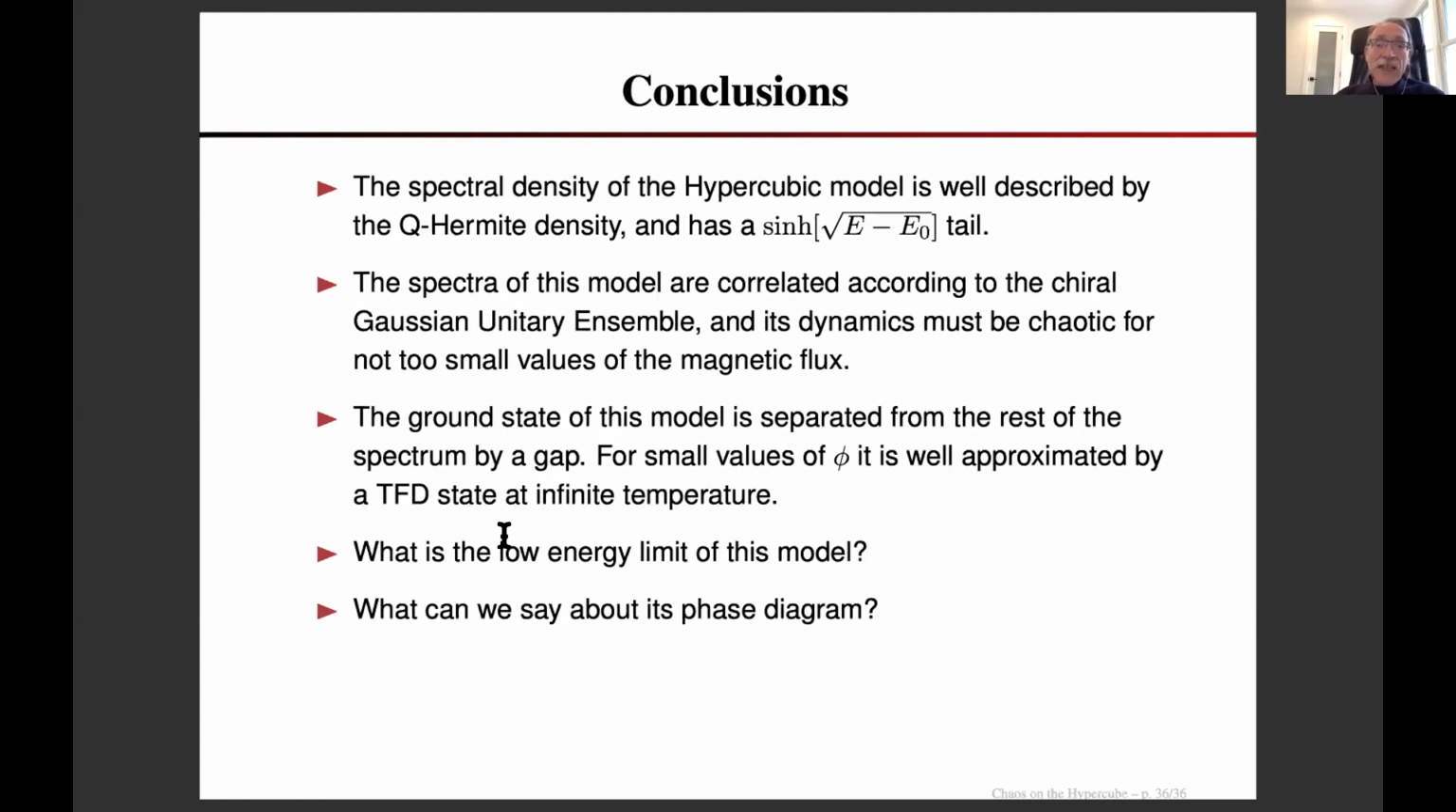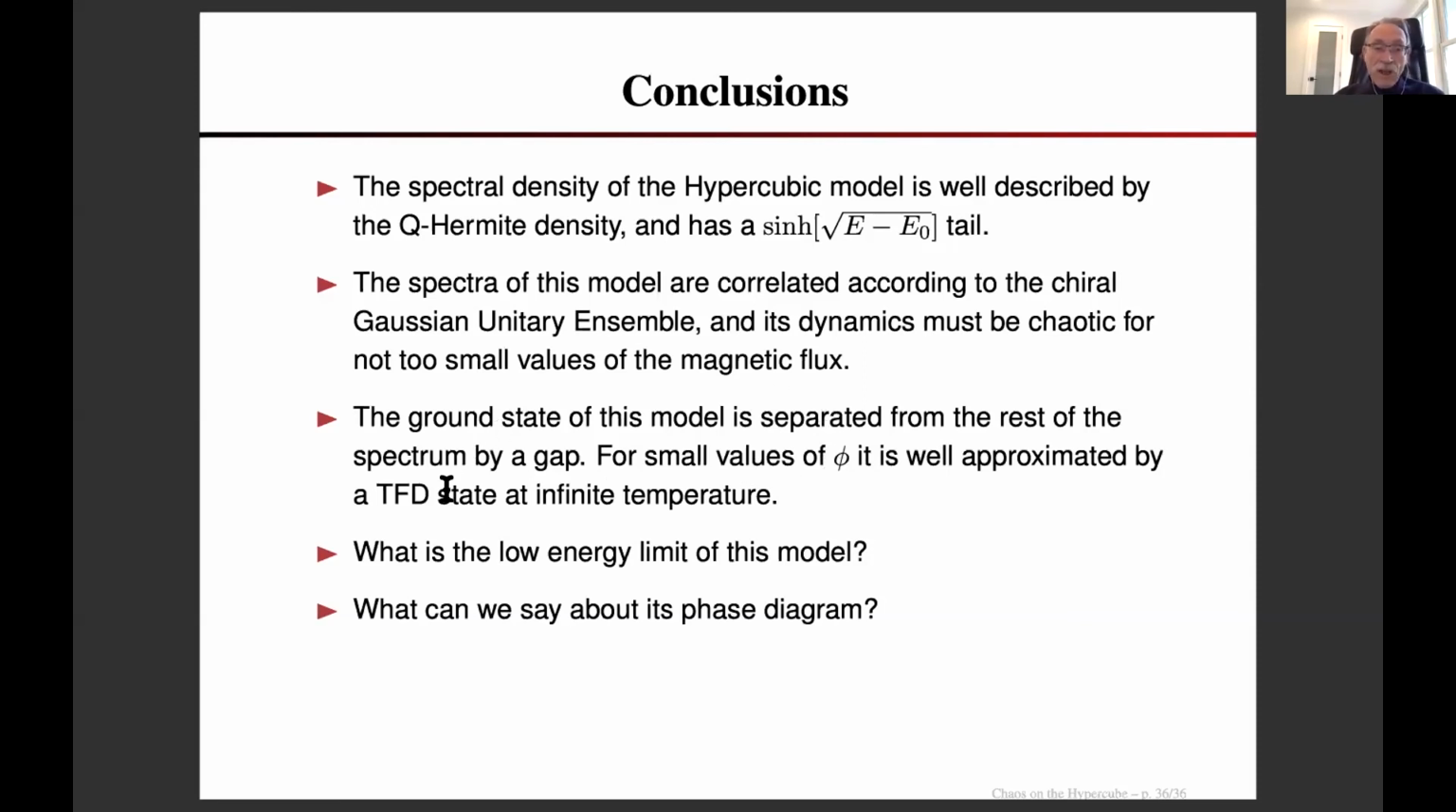We have seen that the ground state is separated from the rest of the spectrum by a gap. This has important implications for the phase diagram of the theory. We haven't looked at that, but Parisi did many years ago. He looked at it numerically, but I'm sure we can make more progress to understand the phase diagram better.